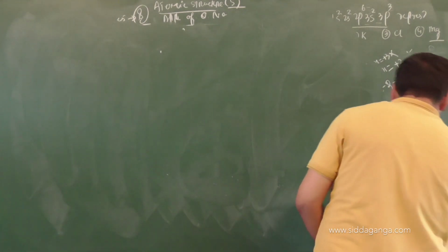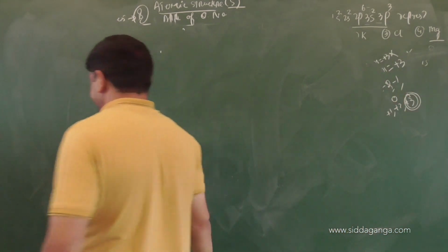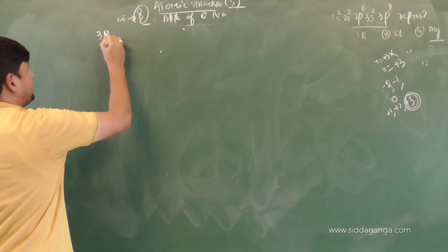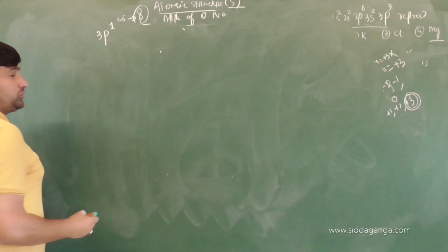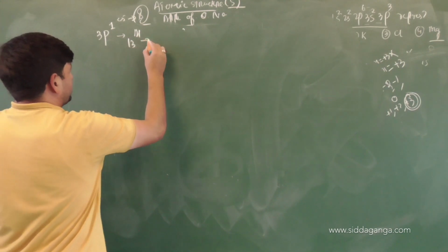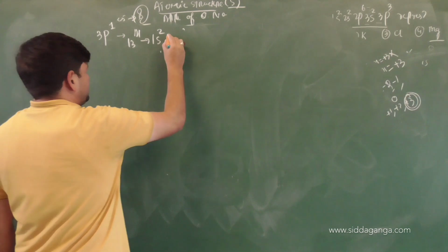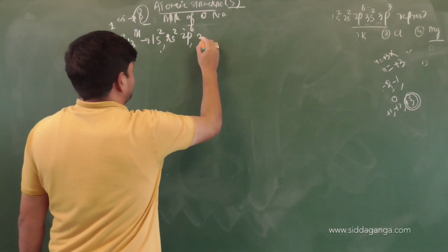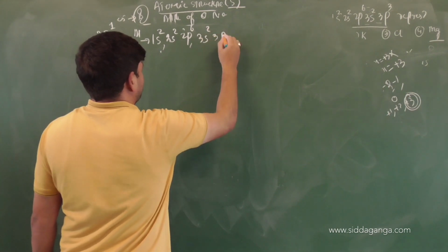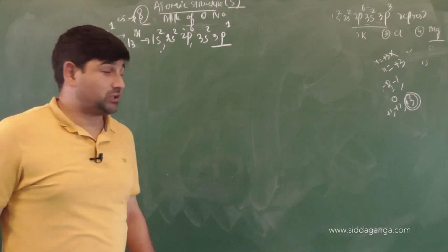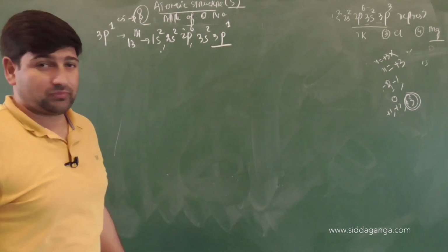So one question with respect to P I will show you here. Suppose we have a 3p1 electronic configuration given to you, like we have the case of aluminum. Atomic number is 13, electronic configuration will be 1s2, 2s2, 2p6, 3s2 and 3p1. What will be the set of quantum numbers for the outermost electron of aluminum?